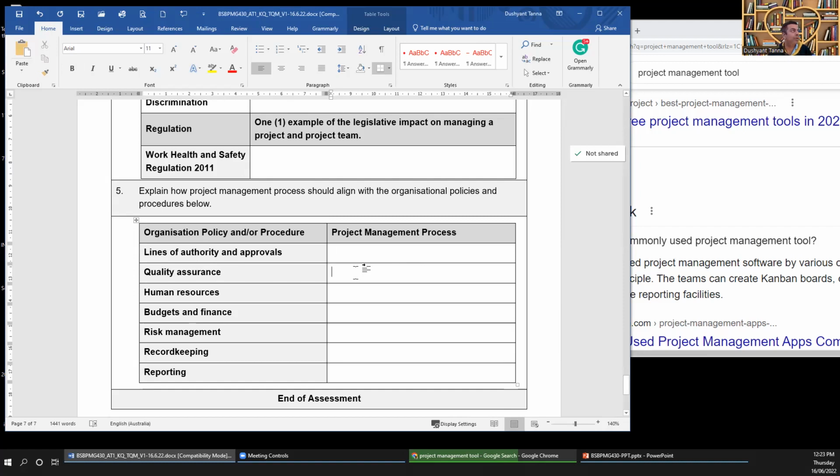Quality assurance. What is quality assurance, and how does it align to policy and procedure? Quality assurance gives you a chance to check the quality of the work done. For example, you submit me something, I check it, I provide you feedback that this is good, this is not, change it, this is not what it means. It is an essential part that we check the work submitted, be it a project, be it a written assessment, anything.